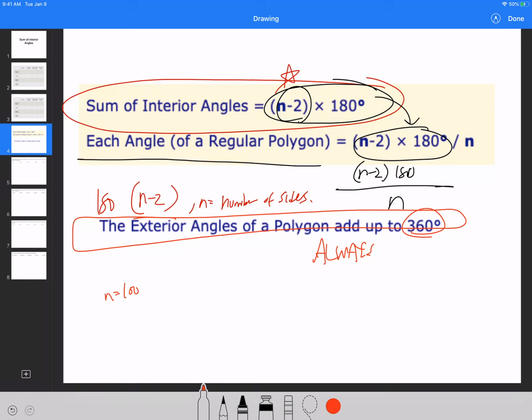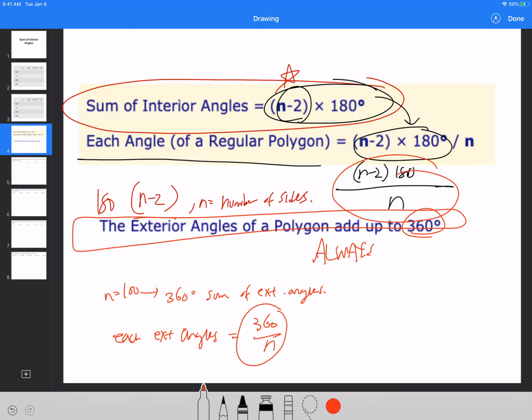Like, imagine a 100-sided polygon, but it's not going to matter because it's still going to give you 360 degrees for the sum of exterior angles. Okay, it's just that simple. Now, how do we find each exterior angle? Well, each exterior angle would be 360 divided by n, just like how it was the summation of interior angles divided by n. Okay, so this is how you would solve it.